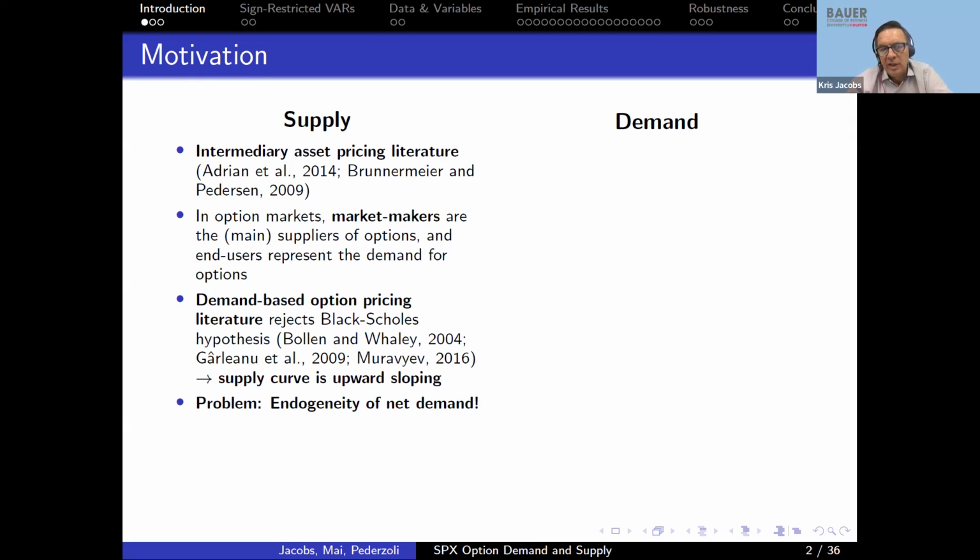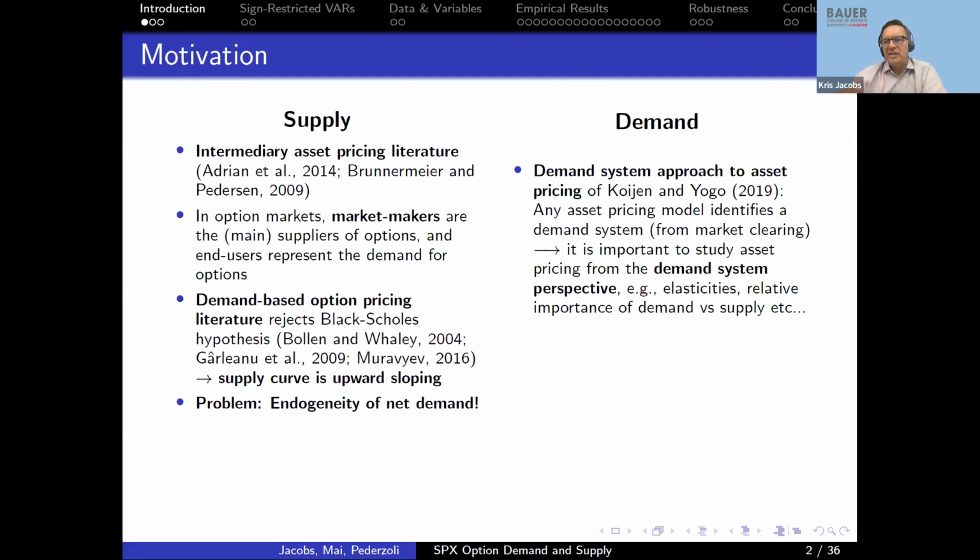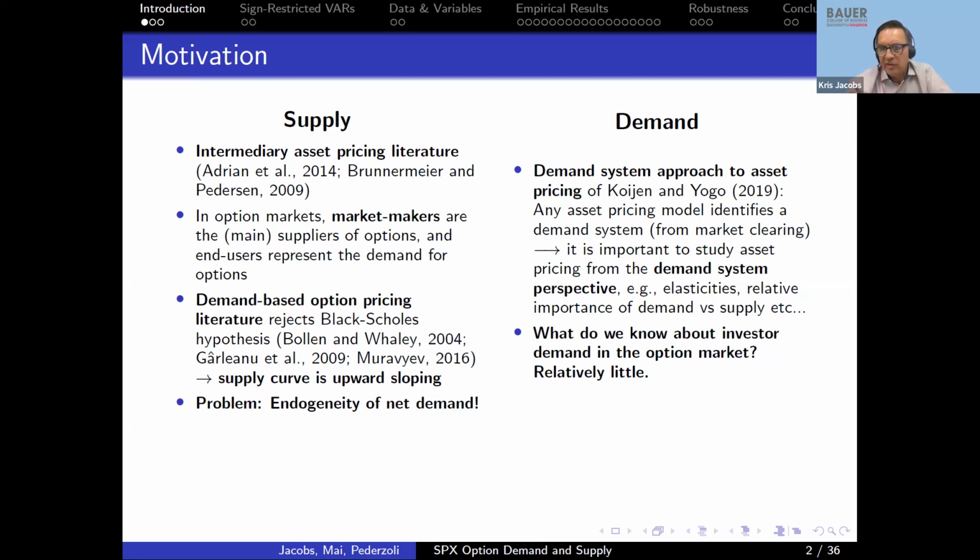Fortunately, we have a tool at our disposal that we think can help us with that. So that's on the supply side, what we're interested in. On the demand side, it's a little bit fortuitous for us that while we were working on this, the demand system approach to asset pricing, which is associated with names like Koijen and Yogo, has really been taking off. And so there's again a renewed interest in demand curves and demand elasticities. From that perspective, what do we really know about investor demand in option markets? Maybe it's fair to say not a whole lot. And to the extent that we can identify supply and demand, and of course that's not simple, I'm the first to admit that, we can say something interesting about that.